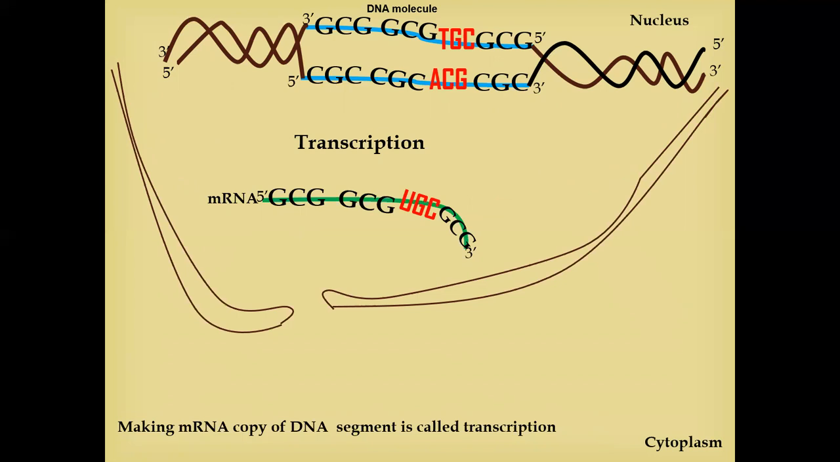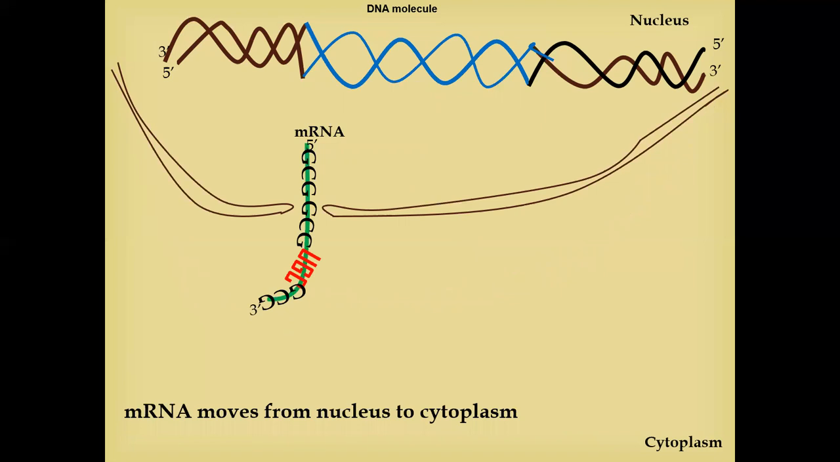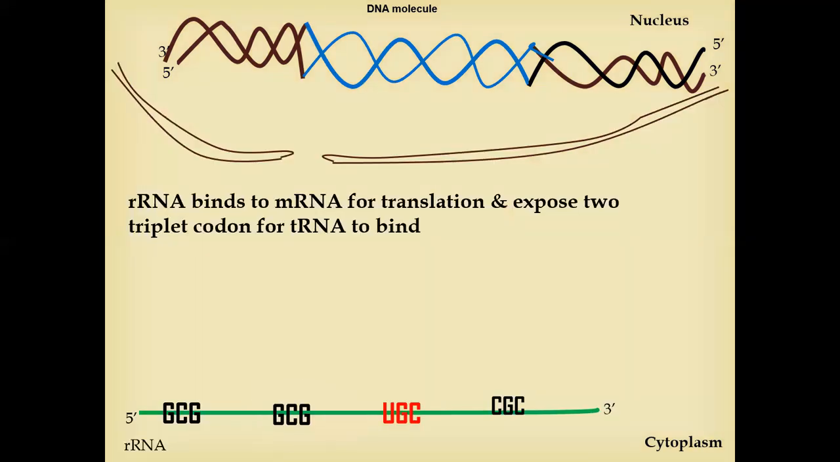After the transcription, the double helix structure will be restored from the two single strands of the DNA, while the messenger RNA heads toward the cytoplasm through the nuclear pore. So the double helix structure is restored by rebinding the single strands of the DNA, while the messenger RNA moves toward the cytoplasm through the nuclear pore. When this messenger RNA reaches the cytoplasm, it combines with the ribosomal RNA.